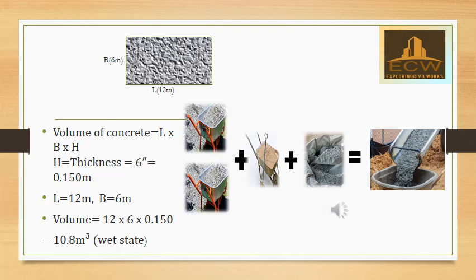Okay, so when you punch this on your calculator, you are getting 10.8 cubic meters wet state. The wet state over here means water has been added to the mixture of the coarse aggregate, fine aggregate and cement. Yeah, so you can see from the diagram. Okay, so let's go to the next step.